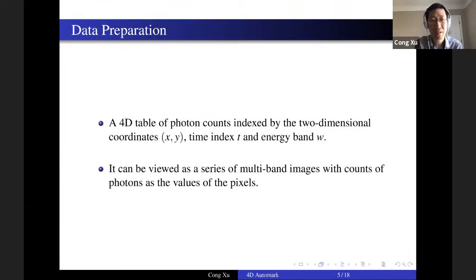So the data we are going to use is in this format. It's like a 4D table. So we have some photon counts with the corresponding two-dimensional coordinates, which tells us the location, also the time index t, and also the energy band. So after that, we can treat this 4D table as a series of multi-band images, or actually a video. So for all these values in the pixels, they denote the counts of photons.